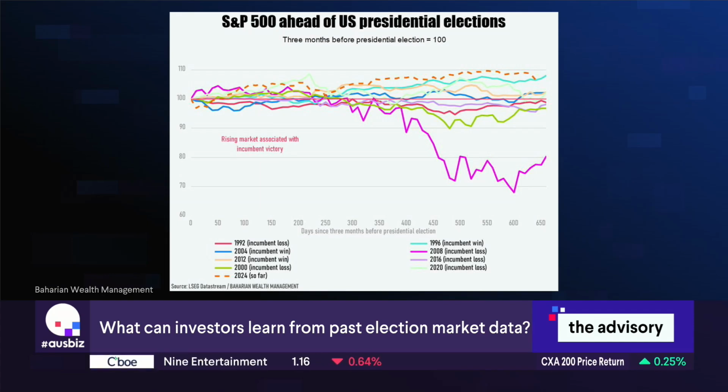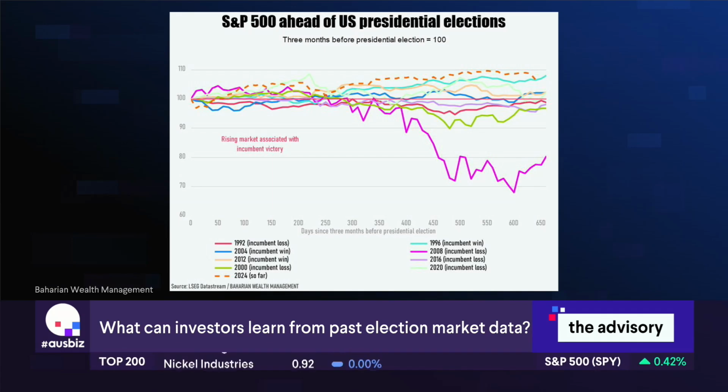Now, what the data is telling us thus far, you can see by that red dotted line, is well and truly up in the positive. It's taken a little bit of a downturn with the October finish down about 1% for the month. But that's telling us that the incumbent is likely to win. That's what the market and the data is telling us.